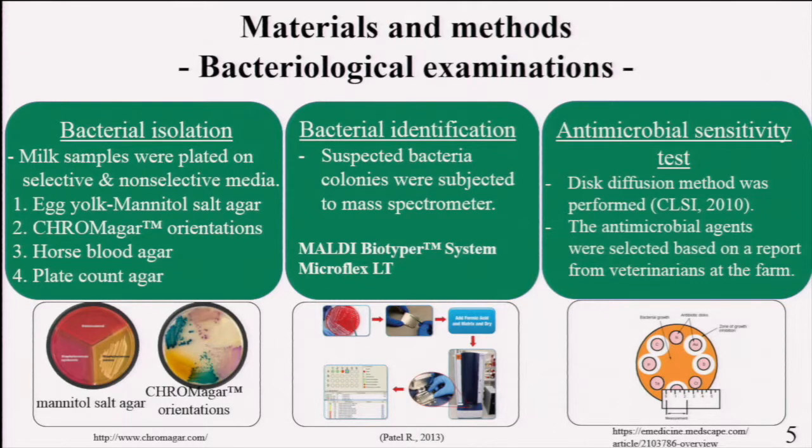For bacterial isolation, the milk samples were placed on selective and non-selective agar, including egg yolk mannitol salt agar, CHROMagar Orientation, esculin blood agar, and plate count agar. The number of bacteria was recorded, and all suspected colonies were identified using the MALDI Biotyper system. So all the bacteria were identified at the species level. Next, all identified colonies were tested for antimicrobial sensitivity by the diffusion method. The antibiotics used in this study were selected based on the report from a veterinarian at the farm.